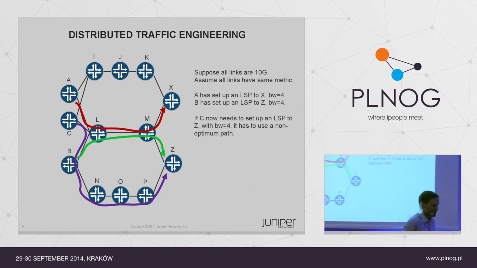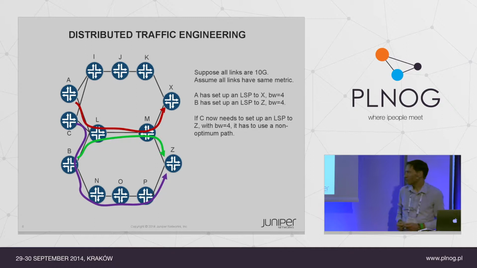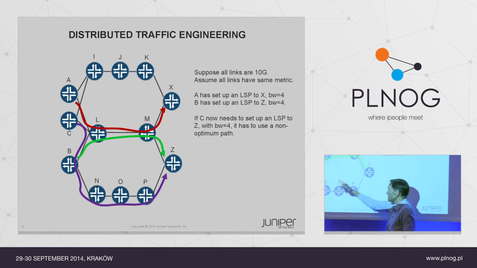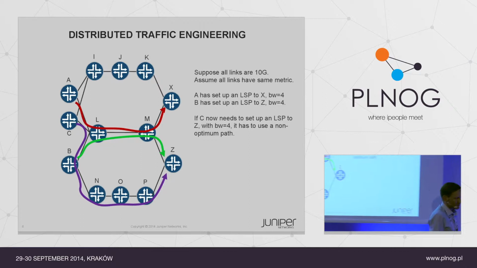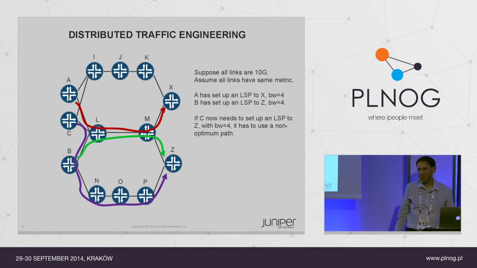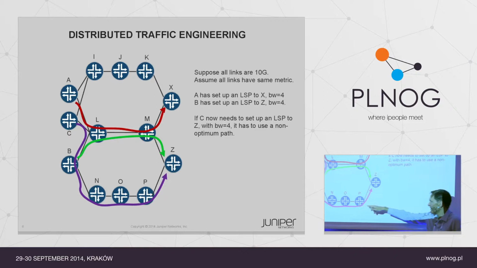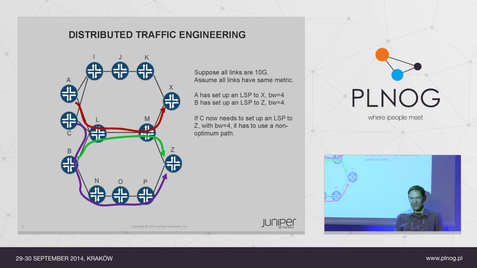Now, suppose that we need another LSP, this time going from router C to router Z, again with 4 units of bandwidth. Then C can't take this shortest path across to Z because there's only 2 units of bandwidth available on this link. We need 4 units of bandwidth for the LSP. And so C is forced to take a longer path, which goes around the network, as shown here by the purple arrows. So this purple LSP is taking a rather long path to reach Z in order to find a path that meets our bandwidth requirement of 4 units.